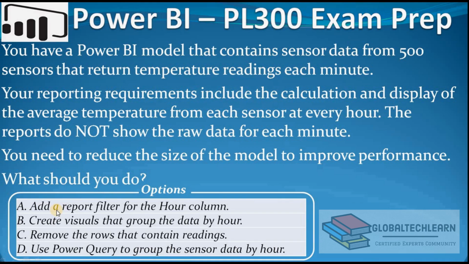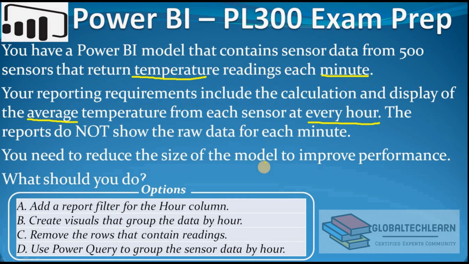What should you do? Now before going into options, let's understand the requirement. As per the given case, we have temperature data at each minute level in the data model. That means in a date and time field, we have a minute level timestamp, and from this data, we have to plot a report that should have average temperature for each hour. So we need to aggregate the data by hour level to calculate the average.